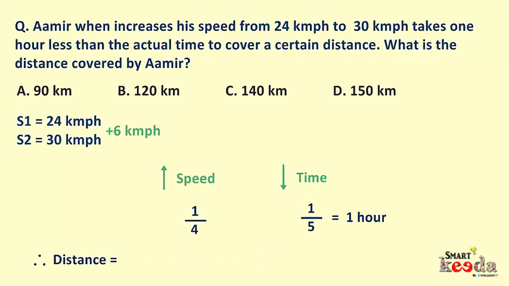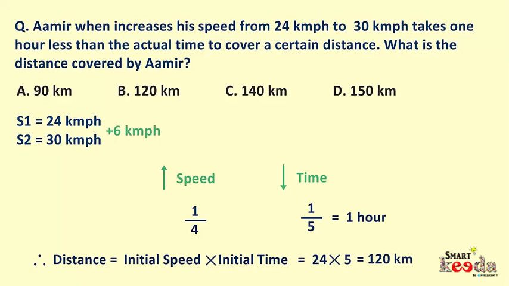And therefore the distance covered is equal to initial speed into initial time, and on putting the values we get 24 into 5, which is equal to 120 km, and that's the answer. So wasn't it simple?